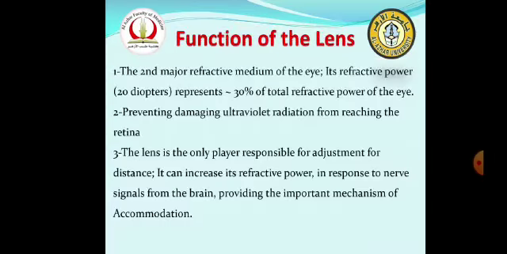What is the function of the lens? It is the second major refractive medium of the eye. It represents 1/3 of the total refractive power. Also, it prevents damaging ultraviolet radiation from reaching the retina. And it is the only player responsible for adjustment for distance. It can increase its refractive power in response to nerve signals from the brain, providing the important mechanism of accommodation.